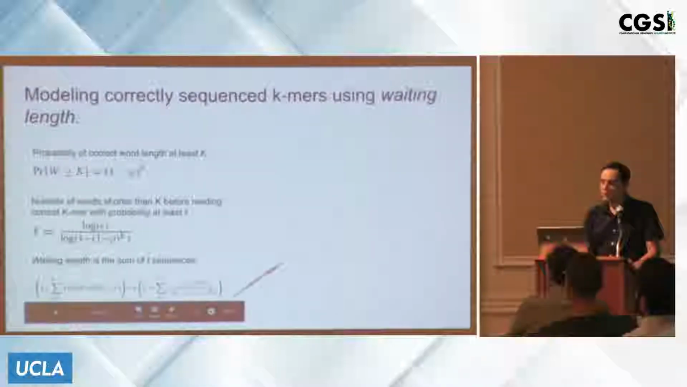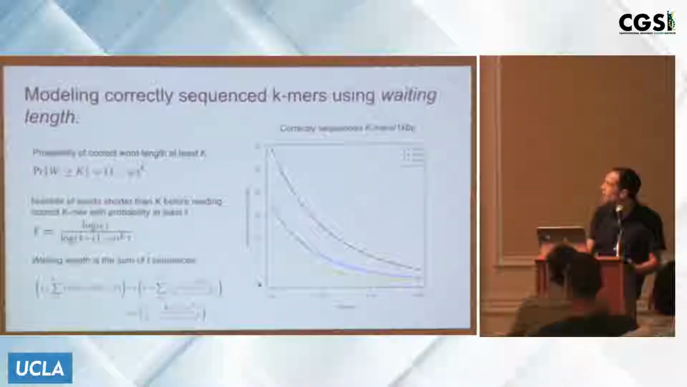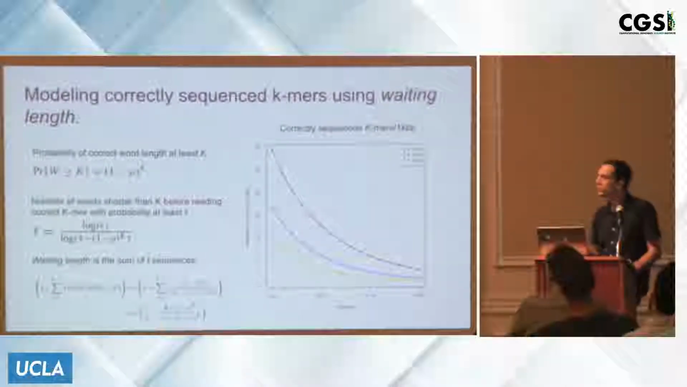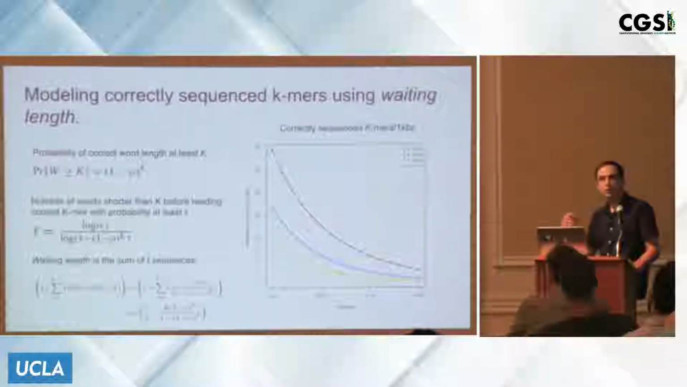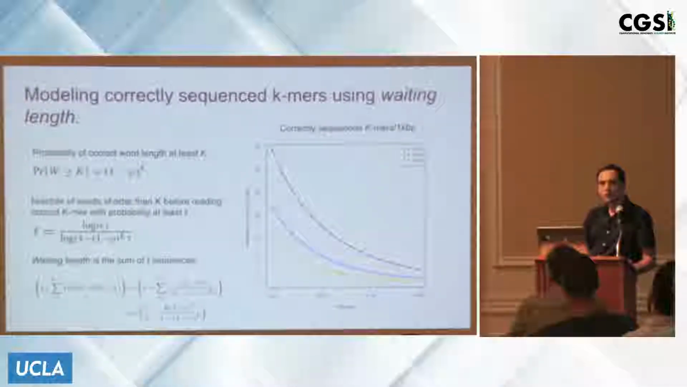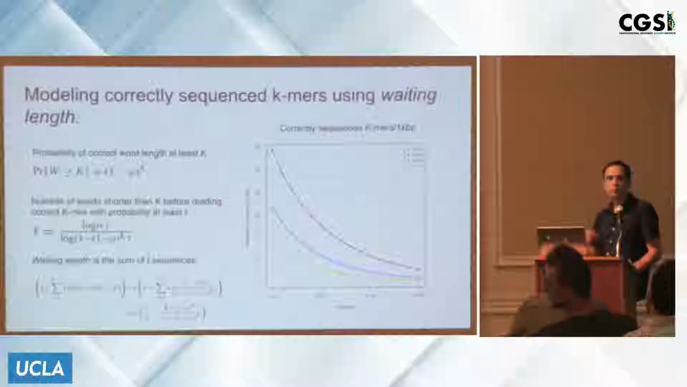And the equation at the bottom is a solution for the number of bases. We're essentially solving for the number of words that are sequenced before sequencing a word of length k, such that all the previous words are smaller than k. And we can compute something called the waiting length. We can use this to model the different waiting lengths across different accuracies of sequencing reads.